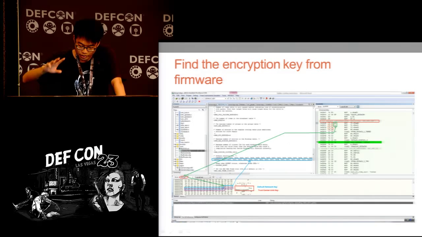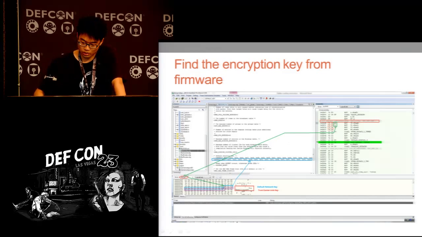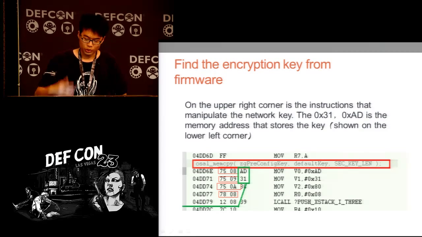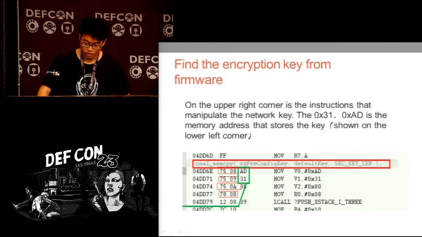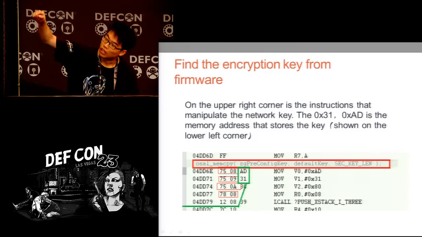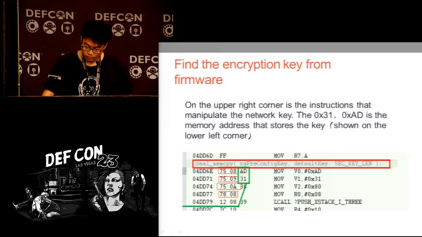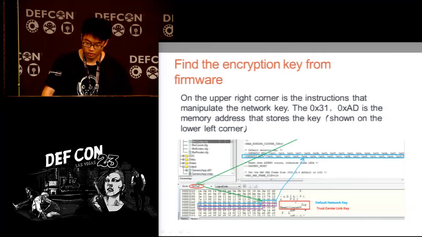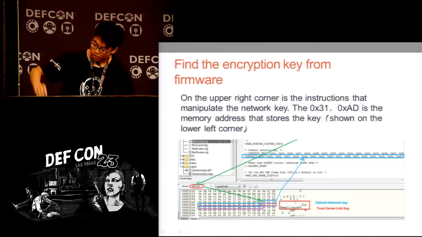If you want to hack it, you need to find the two keys to decrypt the key package. We use this as a signature. On the upper right corner are the instructions that manipulate the network key, with 0x31 and 0x80 being the memory addresses that store the keys, as shown in the lower left corner. It's really messy.